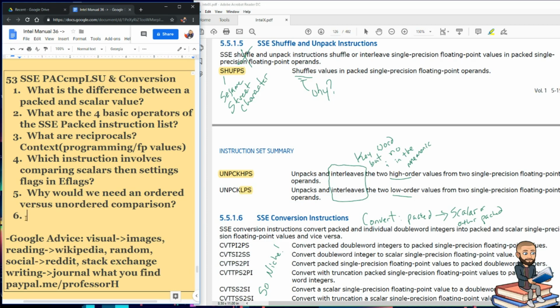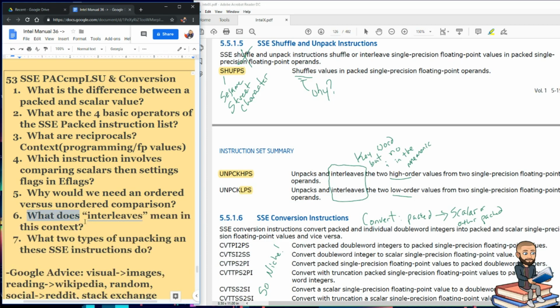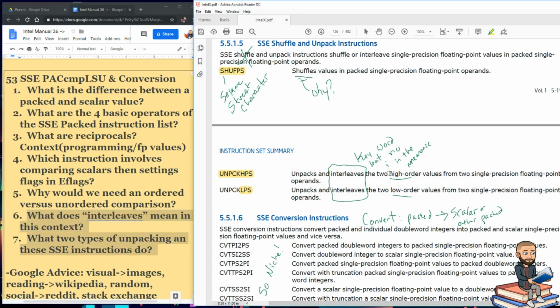But let's come up with a question. What does interleaves mean in this context? And another good question, since these 3 instructions were just thrown in together, what are the 2 types of unpacking that these SSE instructions do? And the answer I'm looking for is the high order values and low order values, unpacking and interleaving.